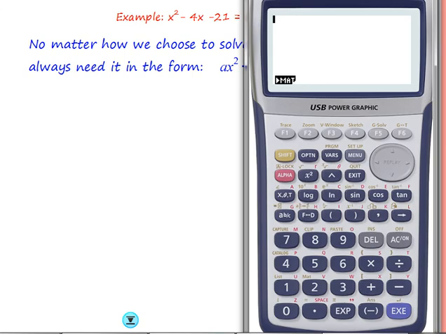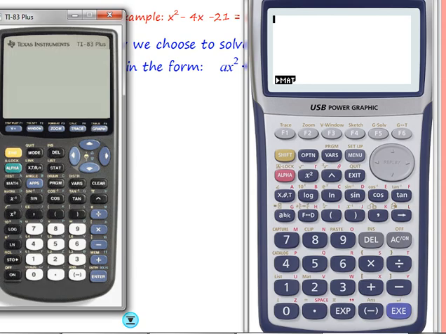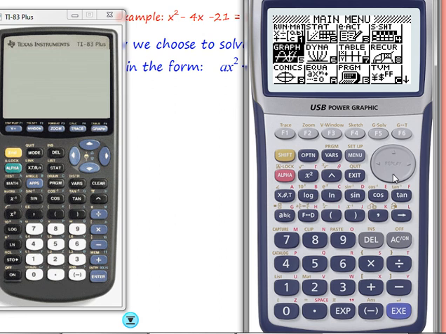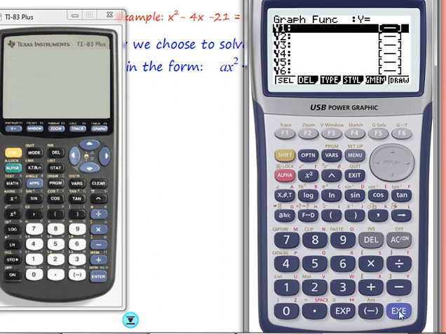All right, let's bring our calculators back up. So same thing as last time. You have to get it equal to 0. Okay, so that's step 1. Then in both calculators, you're going to go into the graph function. In the Casio, you're going to hit menu, and you're going to scroll to wherever you see your graph function and hit enter or execute.